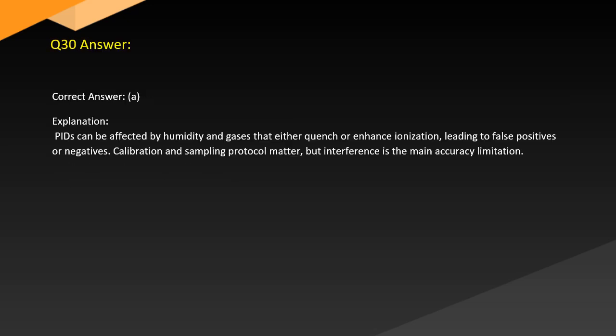Answer. Correct answer: A. Explanation: PIDs can be affected by humidity and gases that either quench or enhance ionization, leading to false positives or negatives. Calibration and sampling protocol matter, but interference is the main accuracy limitation.